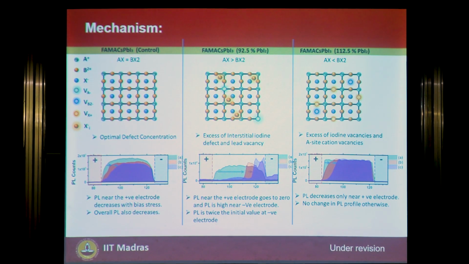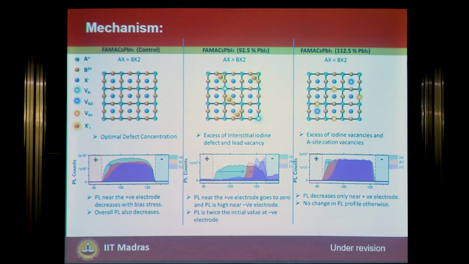Do you think compared to FA and MA, Cs would be a better cation because of its size? Absolutely. But the only problem is that CsPbI3 at room temperature undergoes a phase change. So we want to use some other alternative in order to keep the structure in a perovskite phase.